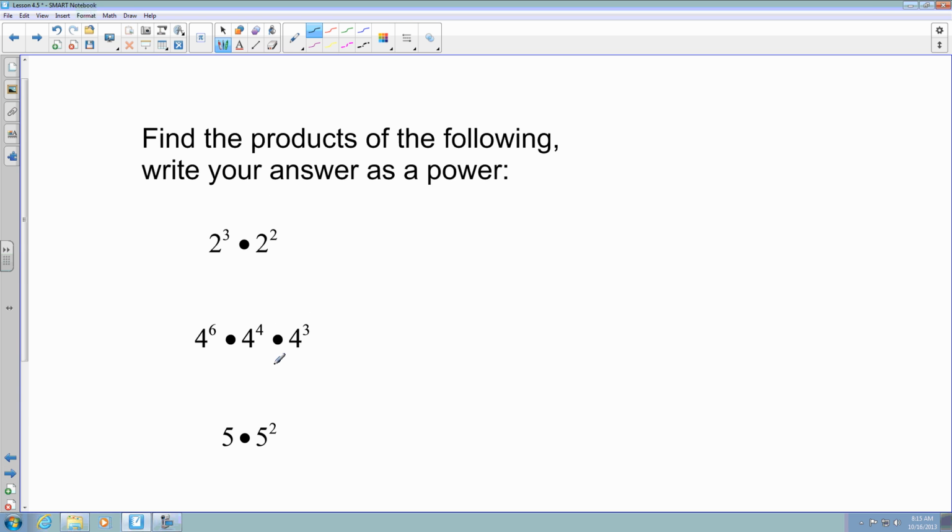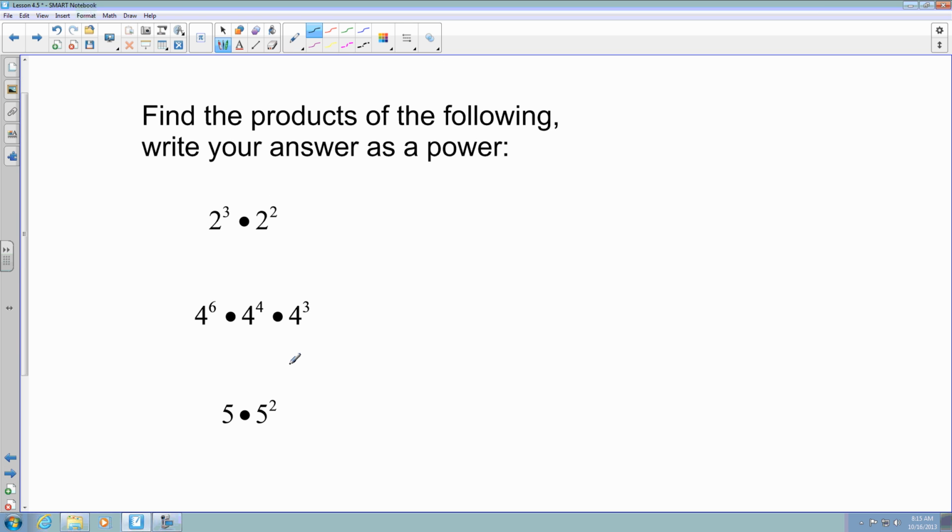So if we look at these examples, I want you to find the products of the following and write the answer as a power. So don't evaluate it as a specific numerical value. I want you to have a power in front of it. This is how I want you to show it on your homework, tests, and quizzes. So if we go equals, the base in this case is 2, and since they have the same base, I can add the exponents, which gives me 2 to the 5th power.